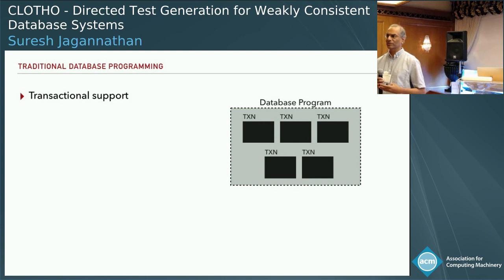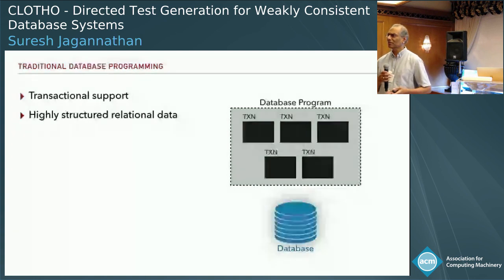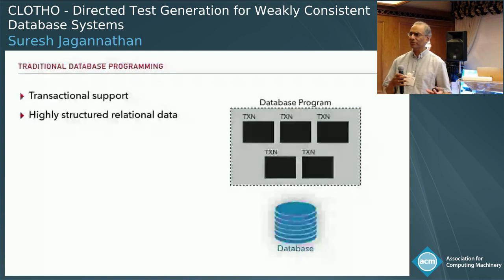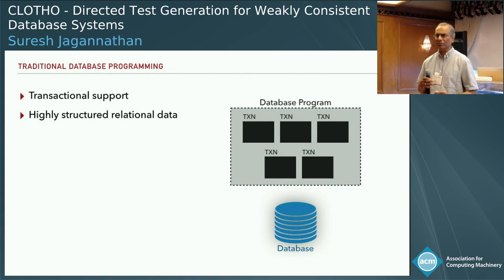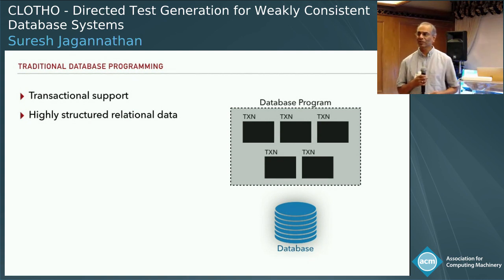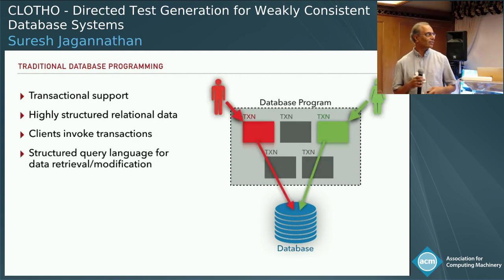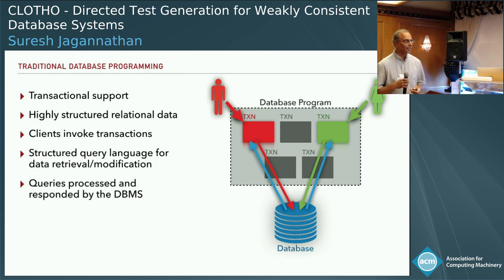These database programs are comprised of transactions that execute concurrently in some form, and they manipulate a database of some kind. So the context or the structure of these transactional programs, think of them as SQL programs, very much along the lines of what we heard about in the keynote this morning. So we've got highly structured data. Clients invoke these transactions. We've got some mechanism for manipulating them. And the question that we want to ask is, what do these database programs mean?